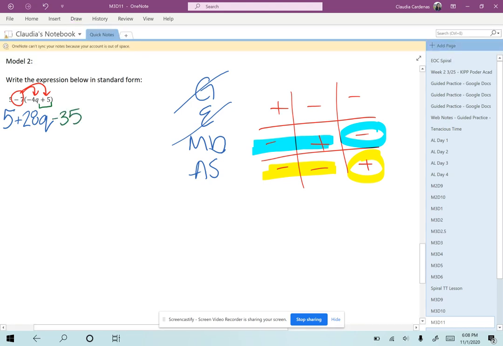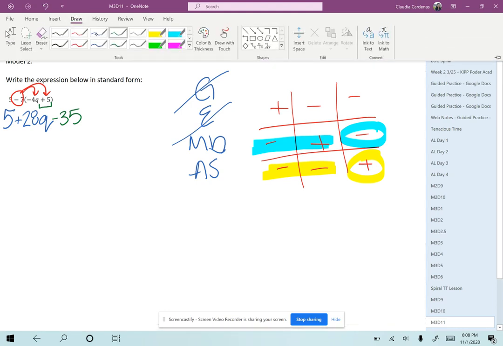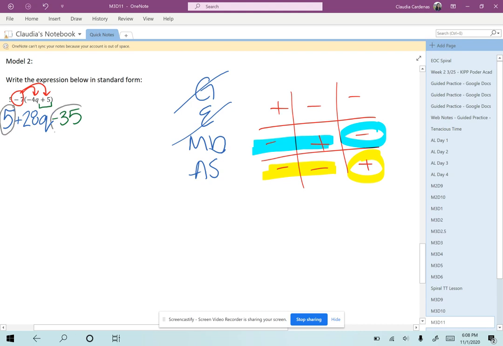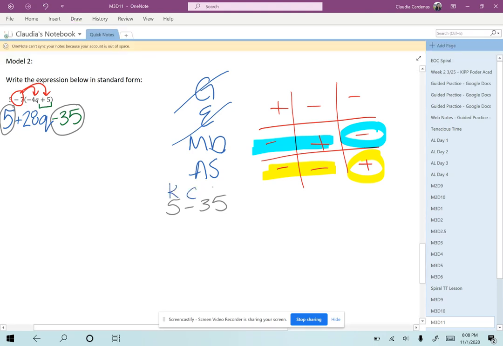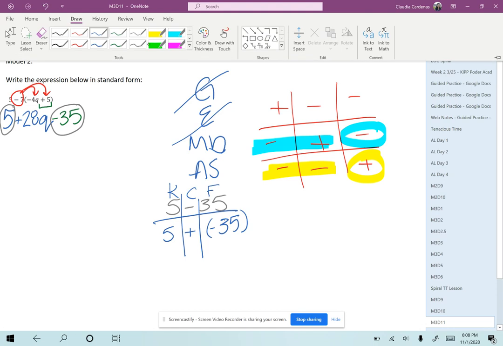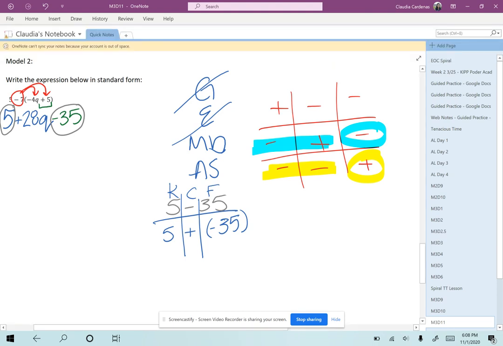And so now we're going to look at our rewritten expression. Are there any other like terms that we can combine? Well, I see here that we have a positive 5 and a negative 35. So let's go ahead and write that over to the side. 5 minus 35. How can we rewrite subtraction problems? Well, we can use KCF to rewrite it to an addition problem, flipping the number on the end. Once again, looking at my tic-tac-toe chart, I see a positive plus a negative tells me that I need to subtract them. And so 35 minus 5 is 30.